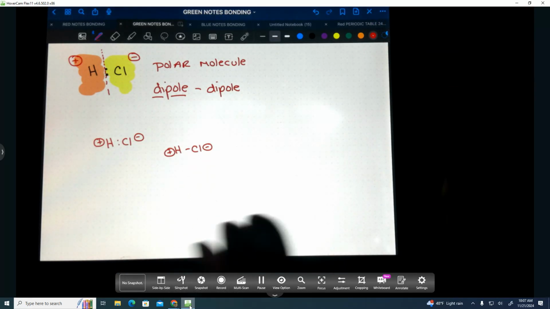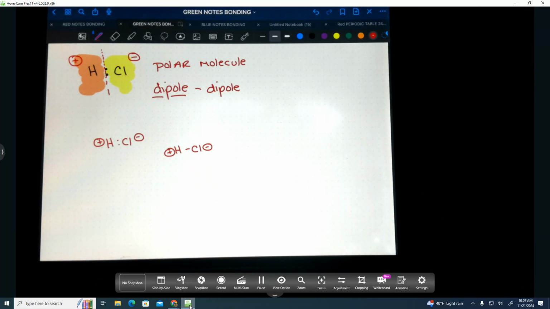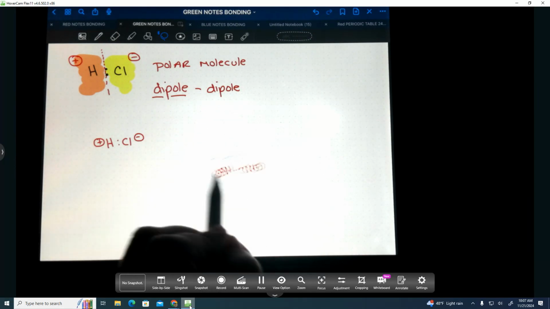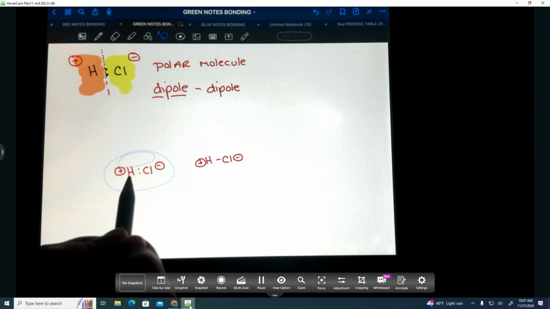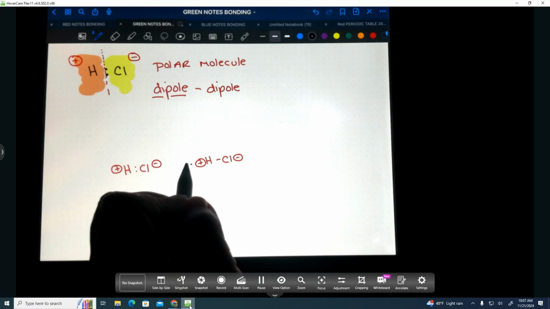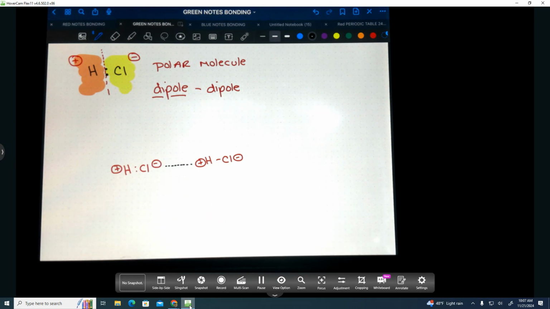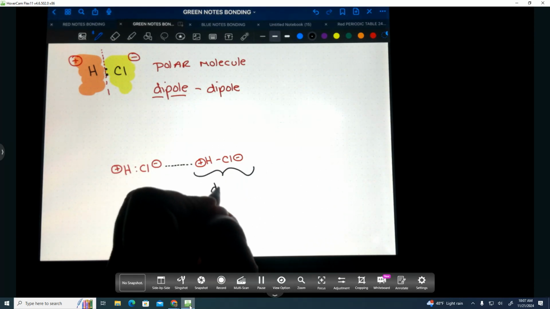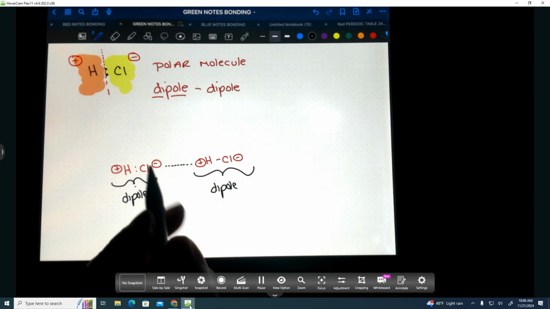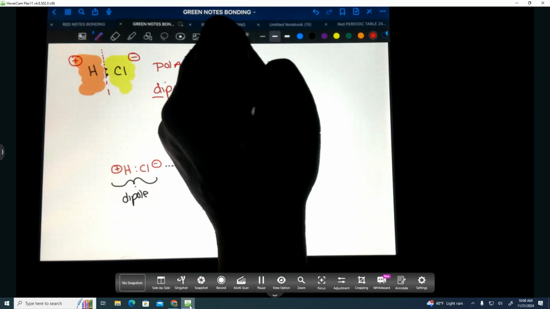Notice I'm putting them in circles now, because it's not the charge. It's just telling us which side of the molecule is a little bit more negative and which side's a little bit more positive. If this molecule is floating around and this molecule is floating around, eventually there is going to become an attraction between the positive end of one molecule and the negative end of the other. So this is a dipole, and this is a dipole, and they're attracted to each other, so we call this a dipole-dipole attraction.